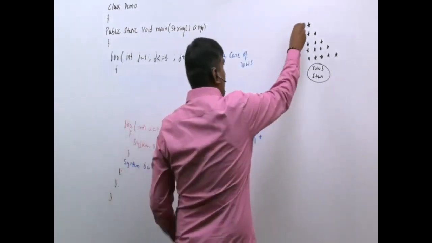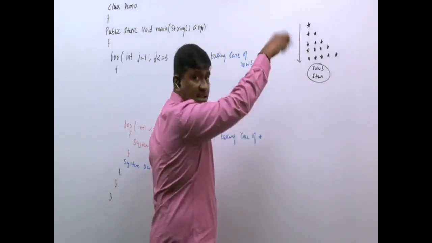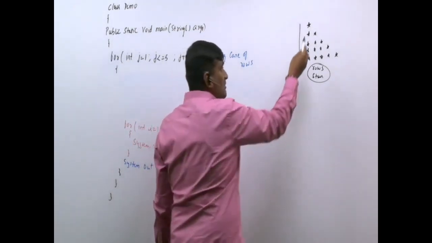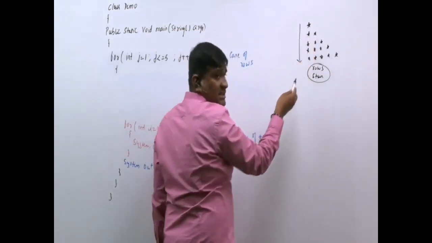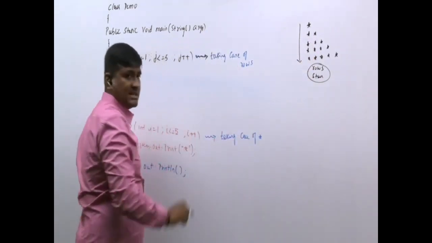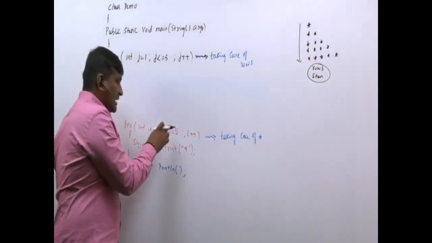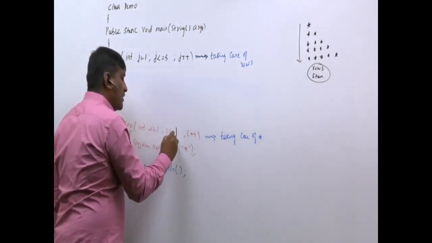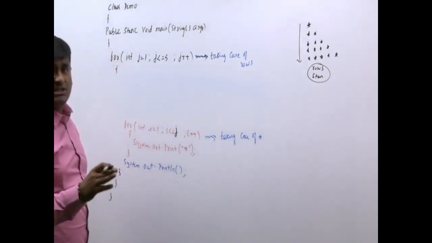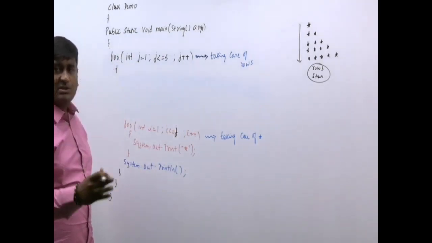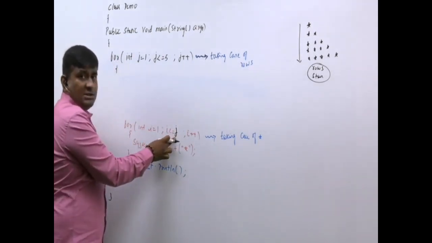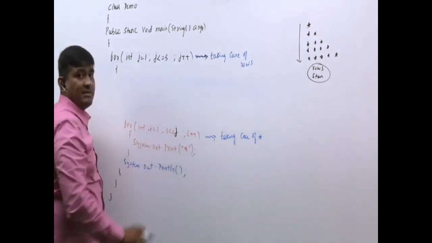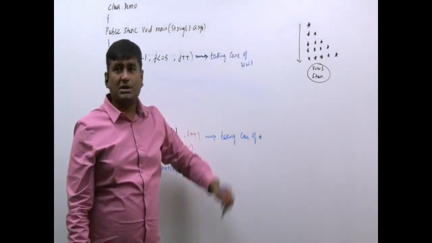Coming down, is the star increasing or decreasing? Increasing, because 1 star, 2 star, 3 star, 4 star, 5 star. Since it is increasing, it is plus plus. Plus plus means less than or equal to. And since it is changing, I told you always compare with what? j. Whenever anything is changing, star or space, you should always compare with j. This one small change if I make, that will be the output.